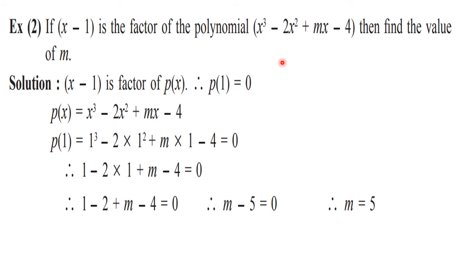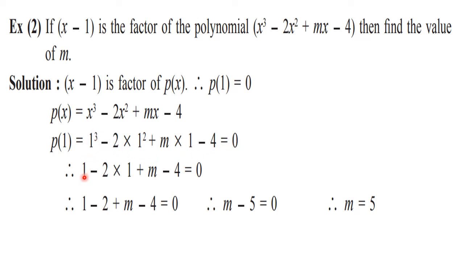Now take the polynomial p of x, that is x cube minus 2x square plus mx minus 4. Simply replace x by 1. So p of 1 is equal to 1 cube minus 2 into 1 square plus m into 1 minus 4 is equal to 0. From here we are writing, it is given to us that it is equal to 0.